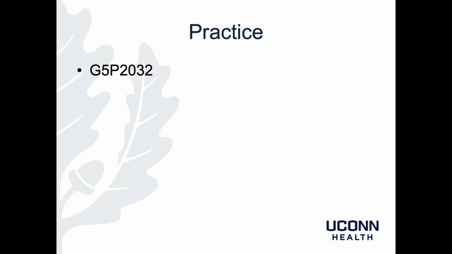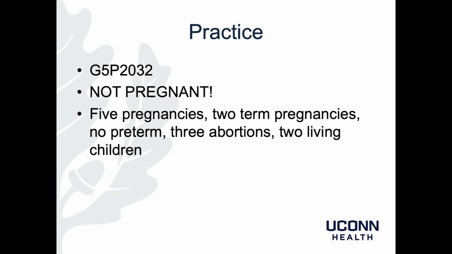Let's do another practice here. A G5P2032. Is she pregnant or not pregnant? And what is her pregnancy history? The answer is this patient is not pregnant. So she's had 5 total pregnancies: 2 term pregnancies, of which she has 2 living children, and then 3 abortions. If you add up the 2 term pregnancies and the 3 abortions, that would be 5 pregnancies. Since she's a G5, that means she is not pregnant right now.